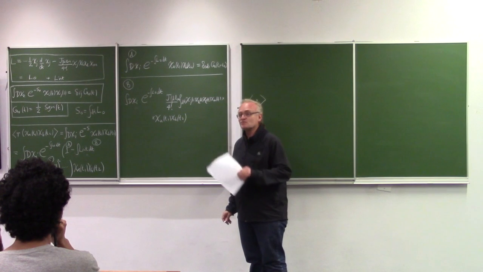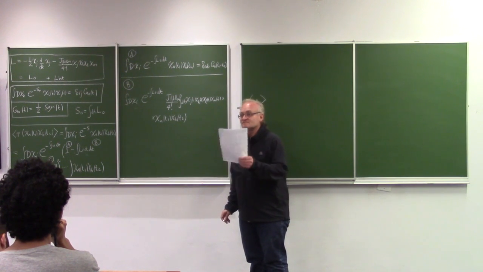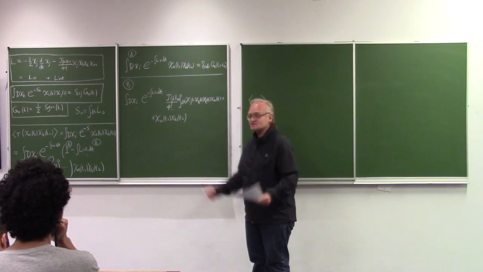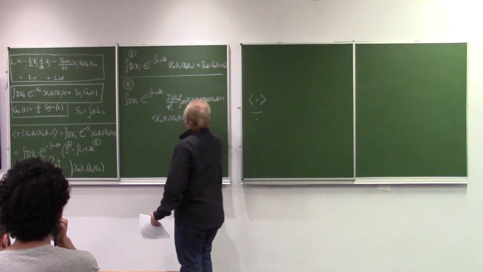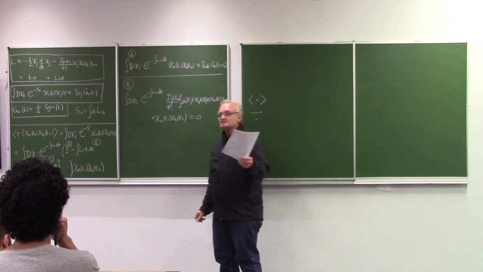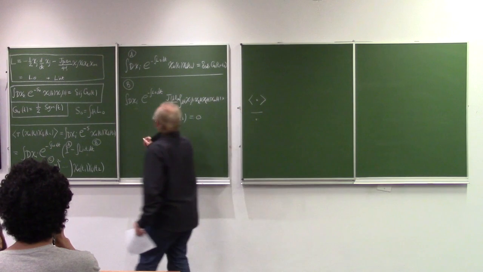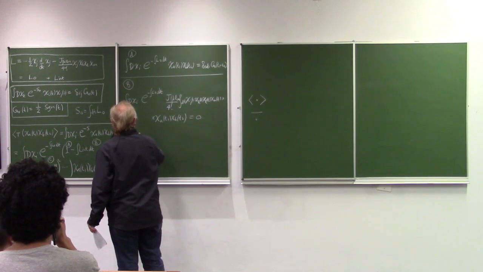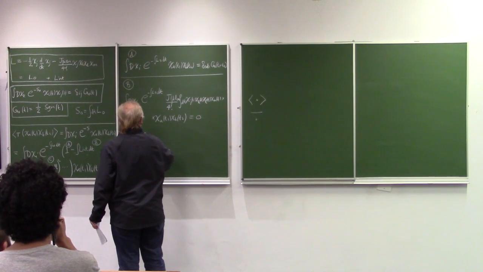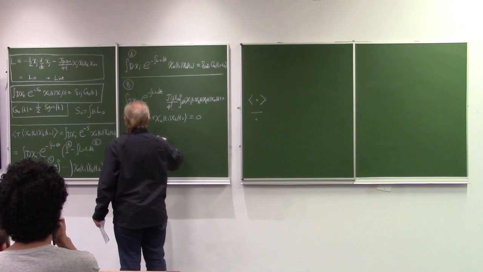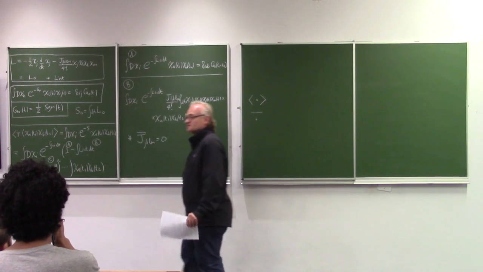Zero. Zero. Why? The average of J is zero. Very good. Absolutely. So this is equal to zero. I want two reasons. We've already got one. So the first reason is the average of J_klm is equal to zero. Superb. Yes, Jeff?